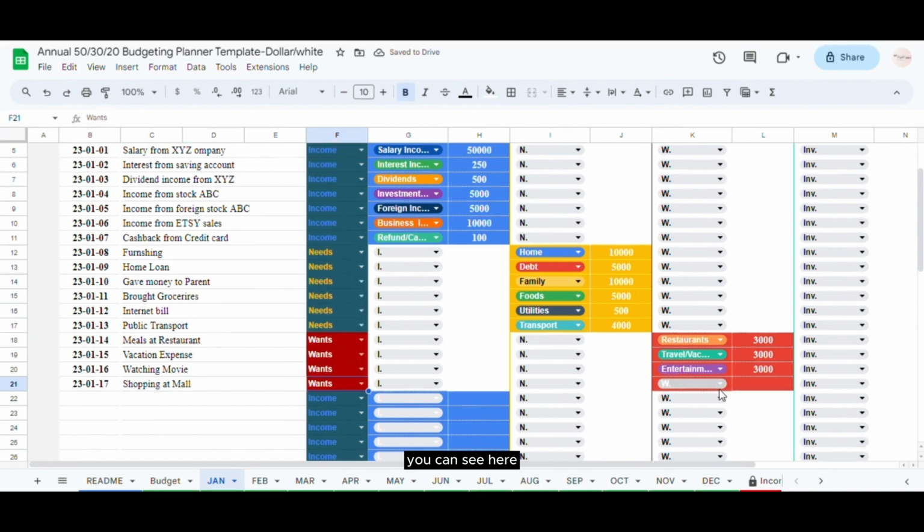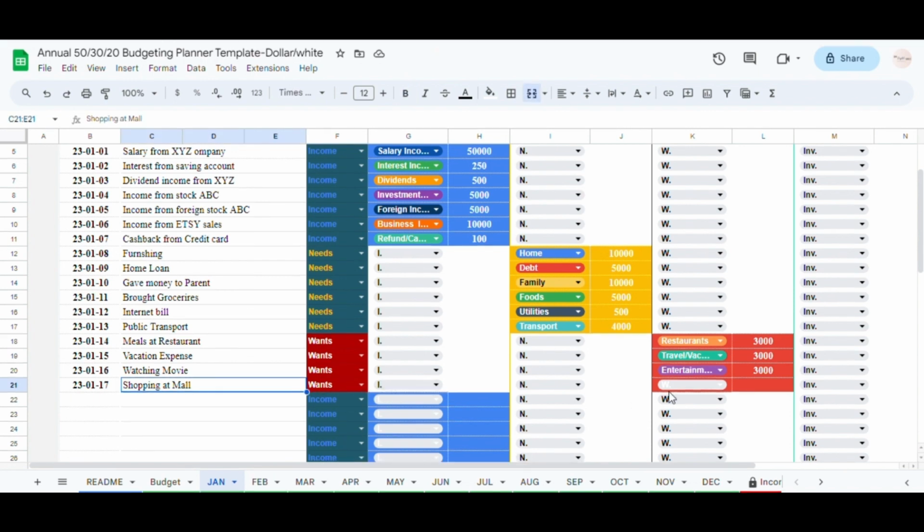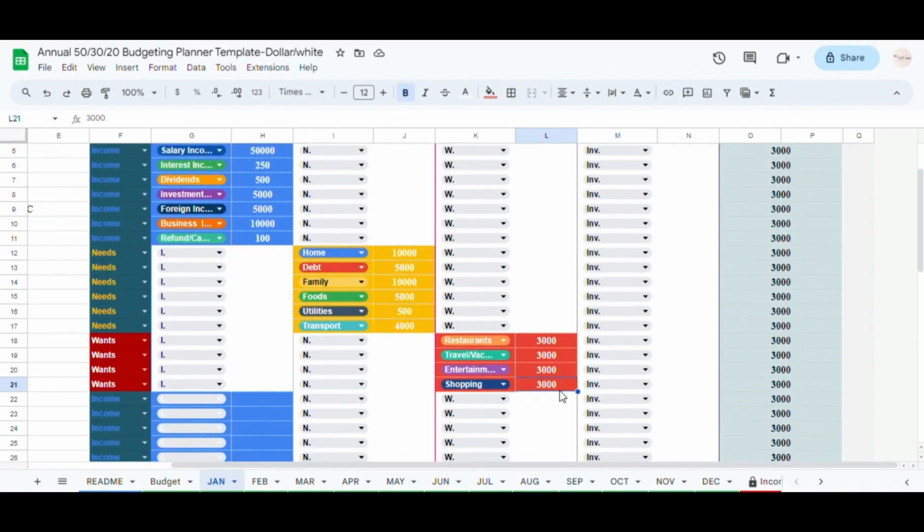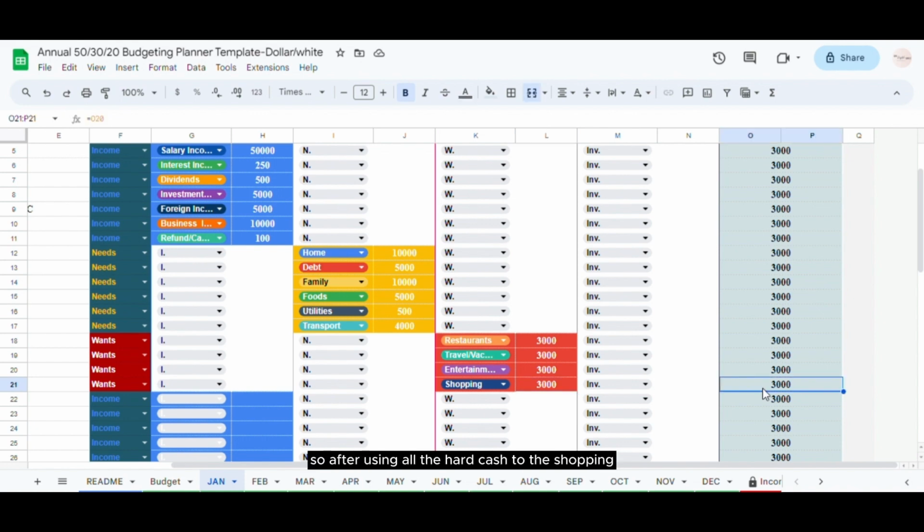You can see here I have added a transaction date and a transaction name as shopping. It is a want category and I will add the shopping here. Now here I have used the hard cash for the shopping. So after using all the hard cash for the shopping, I will be left with amount 0.